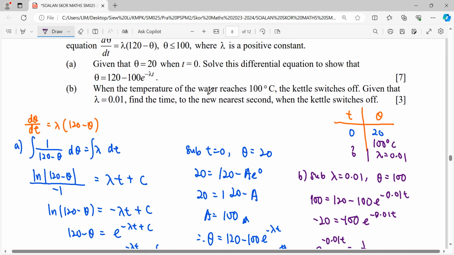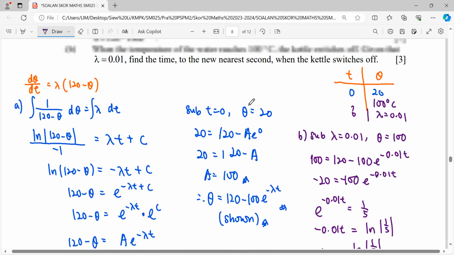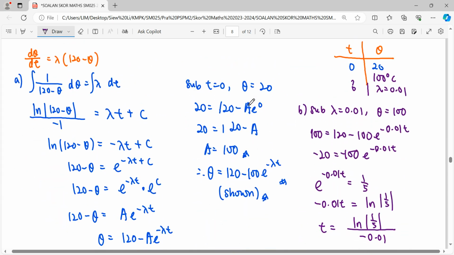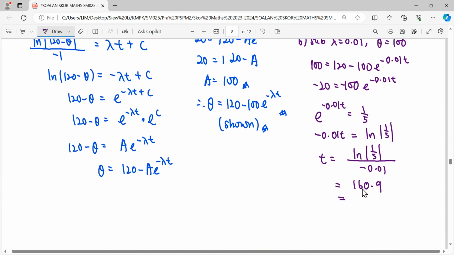And then it asks us to give the answer correct to the nearest second. So the t value here you have to round off to the nearest second, which will be 161.